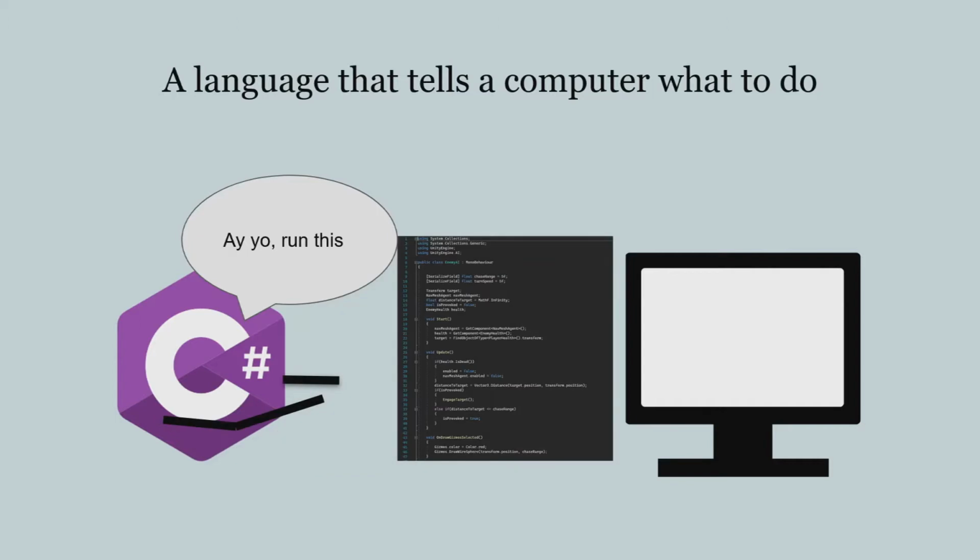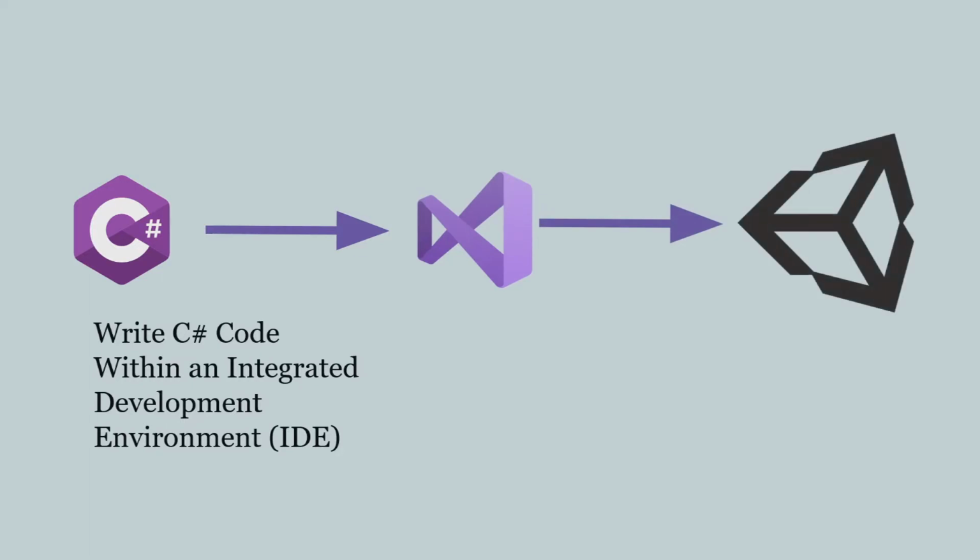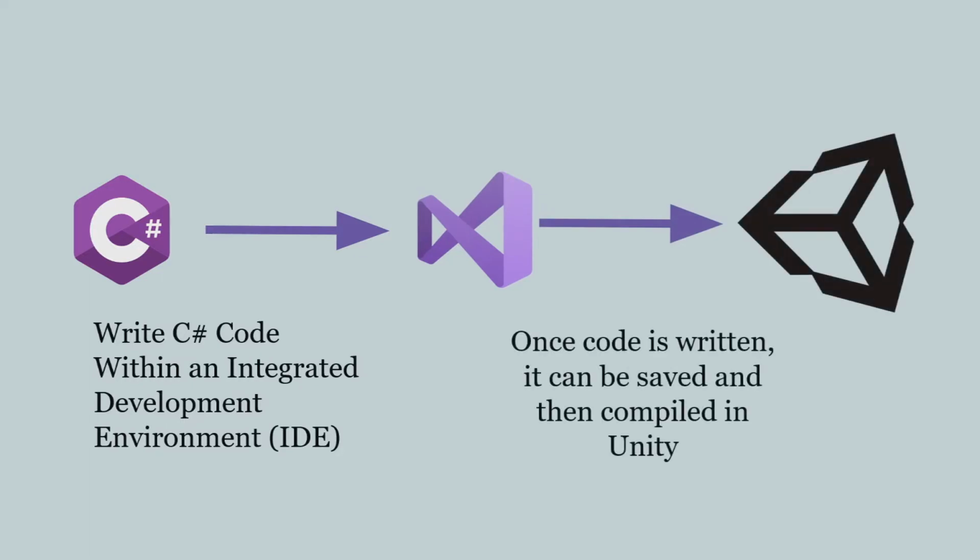So what is a programming language? A programming language is what you use to tell a computer what you want it to do. Typically you will write code using a programming language within an integrated development environment, or IDE. This IDE then takes your code and compiles it into the ones and zeros that the computer understands.